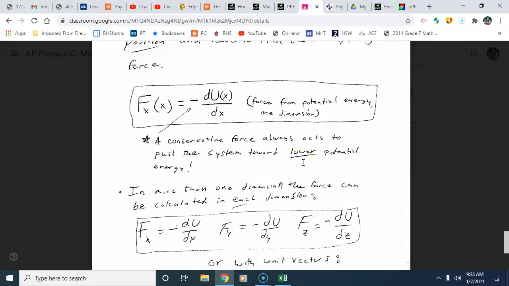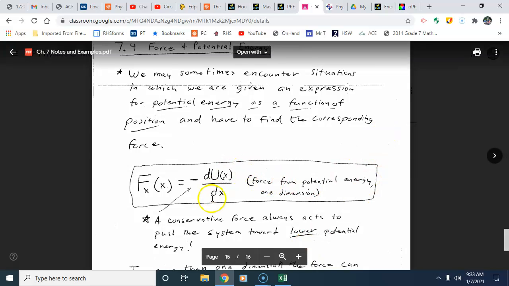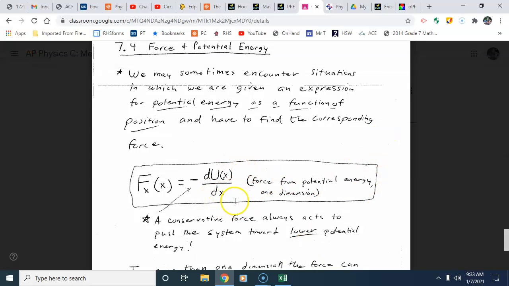As you fall, you get less and less potential energy. All right? So in the end, the main point of this little section is that if I give you either a graph of it or an actual function, if you take the negative derivative at any moment, that gives you the force from the potential energy.